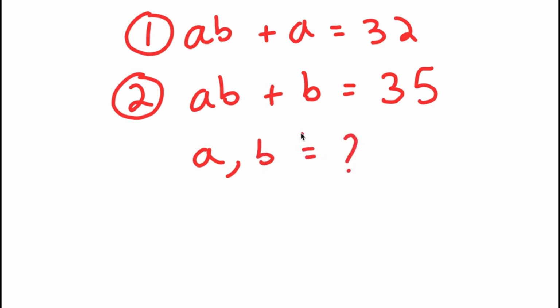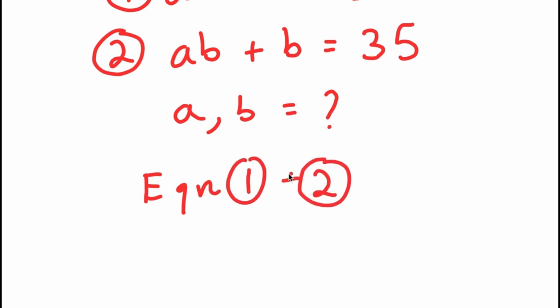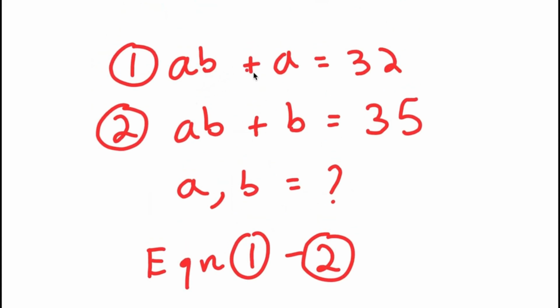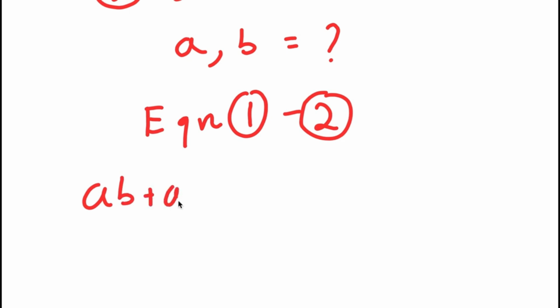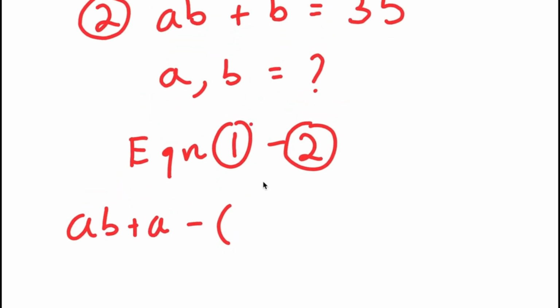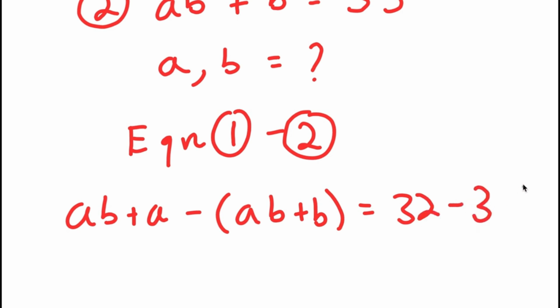So to start out, what I'm going to do is subtract equation 2 from equation 1. So equation 1 minus equation 2. Equation 1 is AB plus A equals 32. So I have AB plus A minus AB plus B is equal to 32 minus 35.